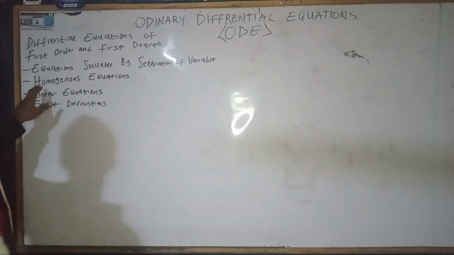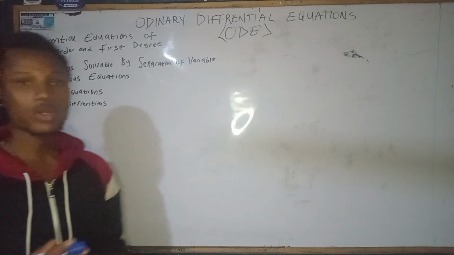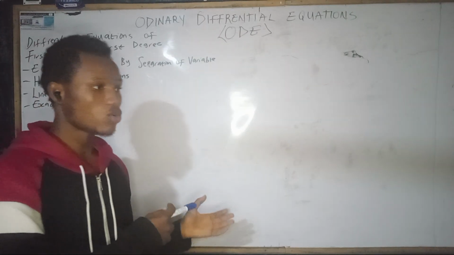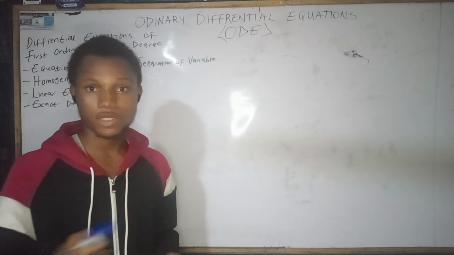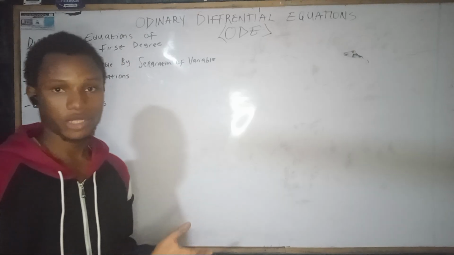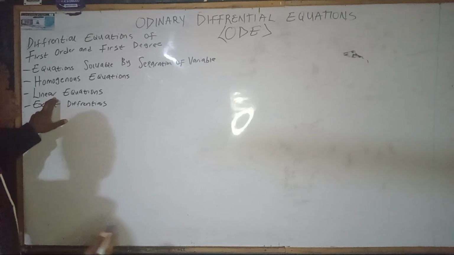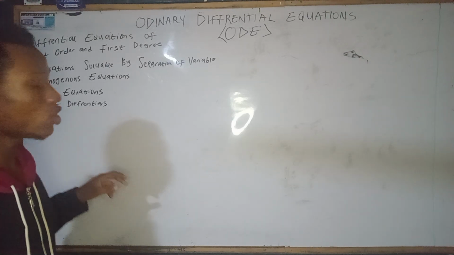Now the second one is the homogeneous equations. So if we talk about homogeneous equations, that is the second part. And under homogeneous equations, we could also have Bernoulli's equation, which is still an equation that can be broken down into homogeneous equations. And then we also have our linear equations, whereby we have our integrating factor and all that.